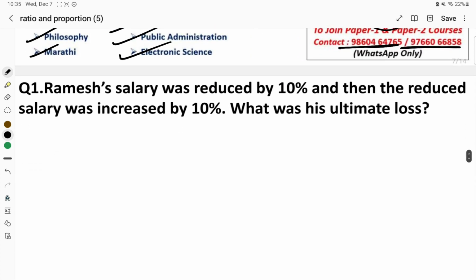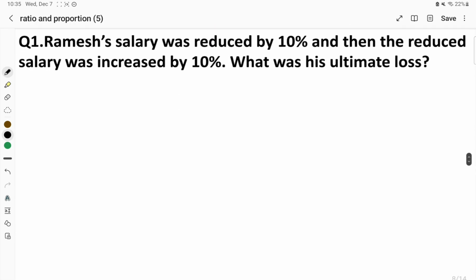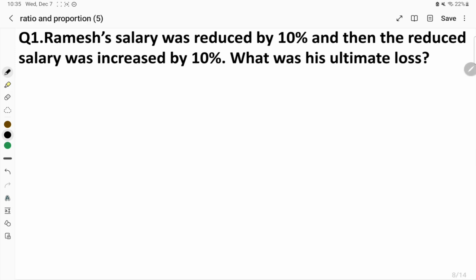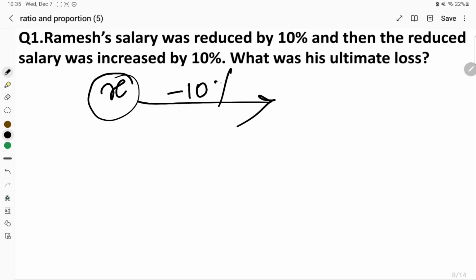Next, let us discuss some of the important questions given here. The very first question is: Ramesh's salary was reduced by 10% and then the reduced salary was increased by 10%. For example, consider Ramesh's salary is X rupees. This has been first reduced by 10%. Try to understand the question first.